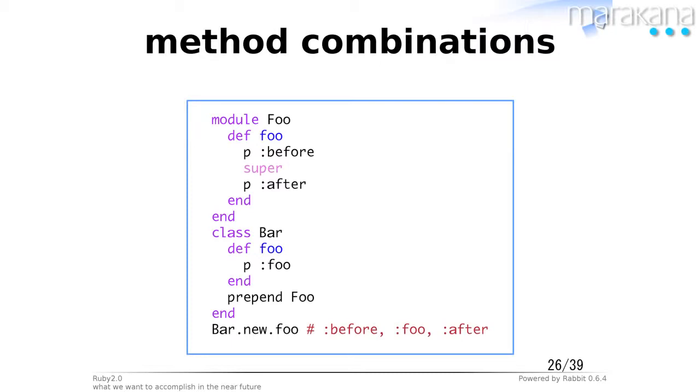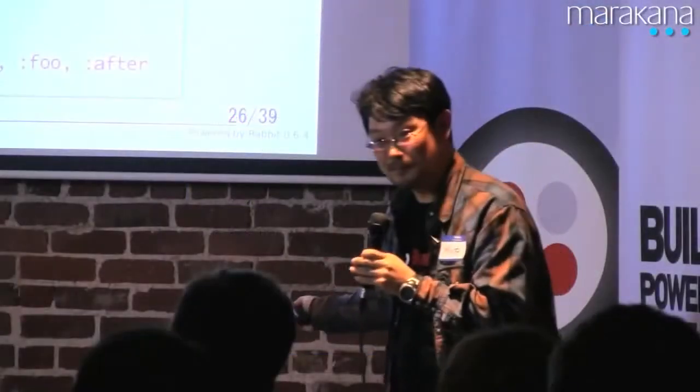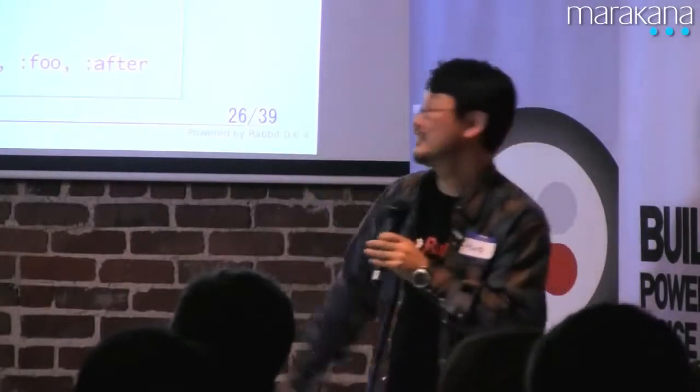So if you create an object of bar, then call foo, it would go this way: first before, then super calls this method, then goes back to after, then returns. So the execution order should be before, foo, and after. You know what I mean? So you can wrap the existing method by modules.